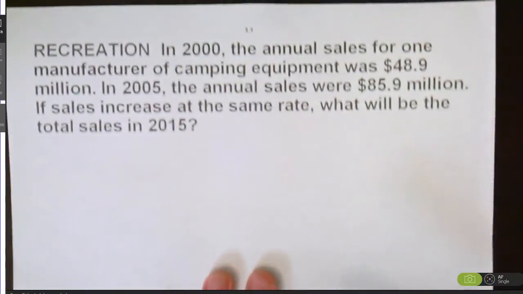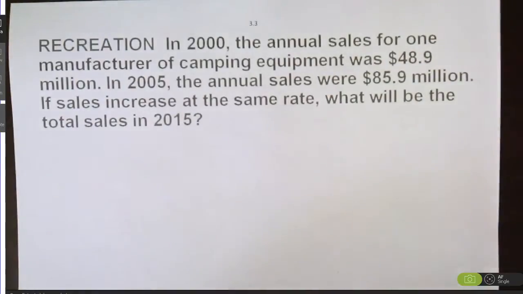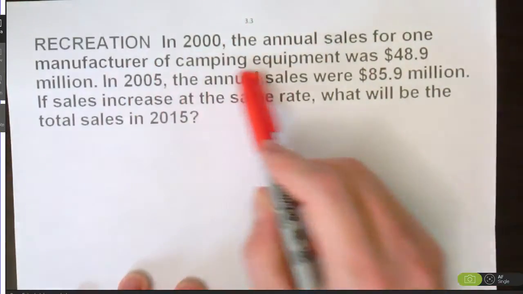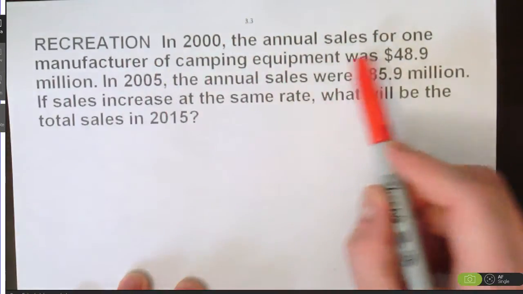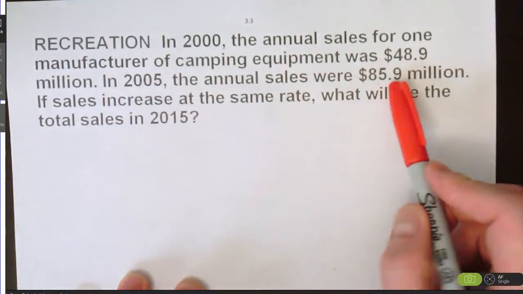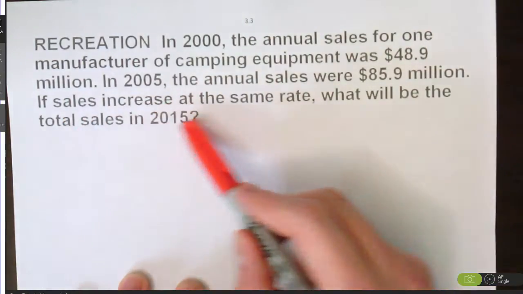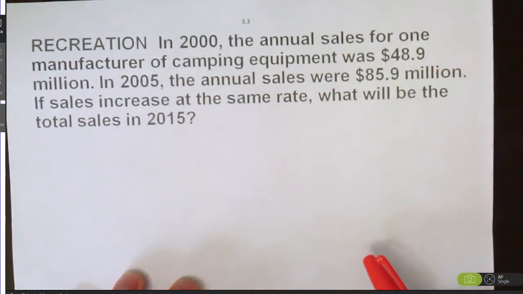Anyway, recreation. So here's another application of slope. And this really is getting to actually what calculus basically is. Because if you ever take a class in calculus, slope is basically what calculus is. So anyway, in 2000, the annual sales for one manufacturer of camping equipment was $48.9 million. In 2005, the annual sales were $85.9 million. If sales increase at the same rate, what will the total sales be in 2015?